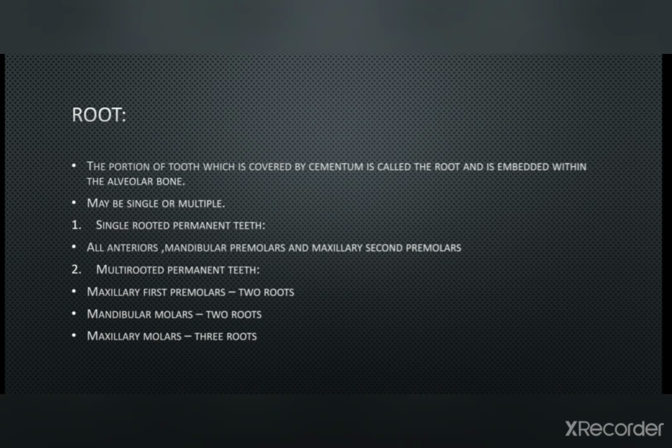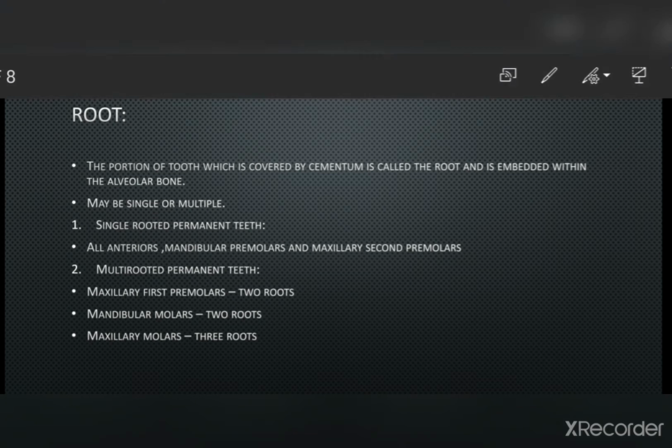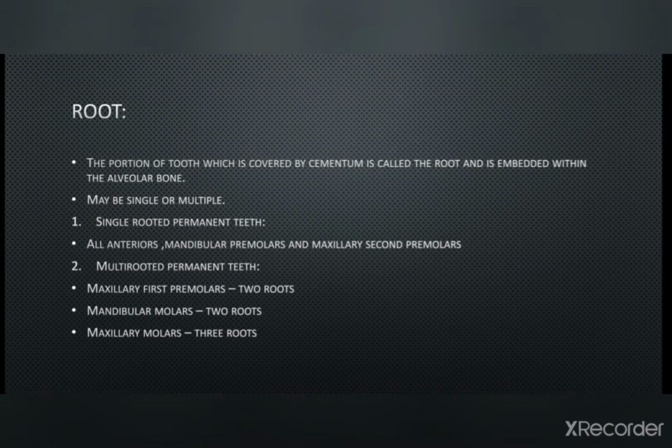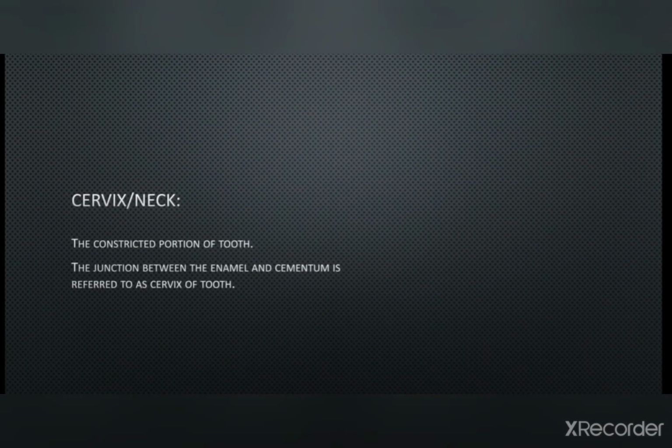And the multi-rooted permanent teeth are maxillary first premolars, which have two roots, mandibular molars, which have two roots, and maxillary molars, which have three roots. So next is the cervix or neck, the constricted portion of the tooth where the anatomic crown and the root meet. It is exactly the junction between the enamel and the cementum.